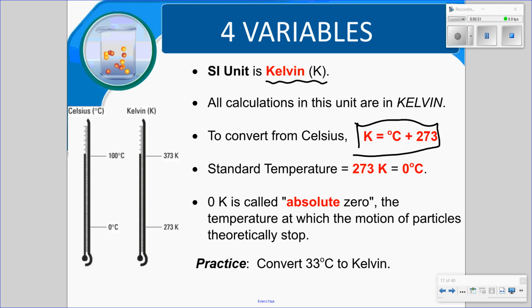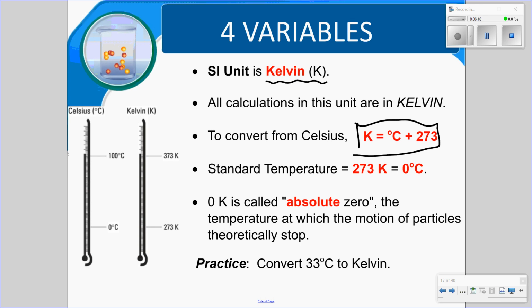Standard temperature is going to be 273 Kelvin or 0 degrees Celsius. 0 Kelvin is going to be called absolute zero, and that's the temperature at which the motion of particles theoretically stops. Because remember, at most temperatures, even if it's a solid, the particles are still moving.